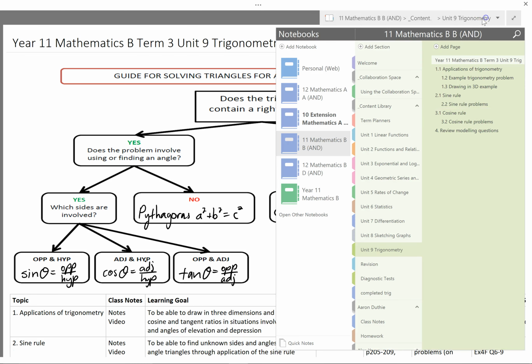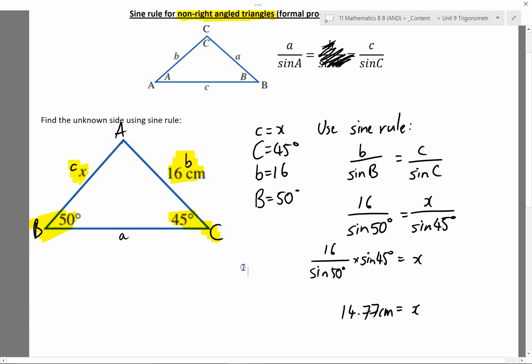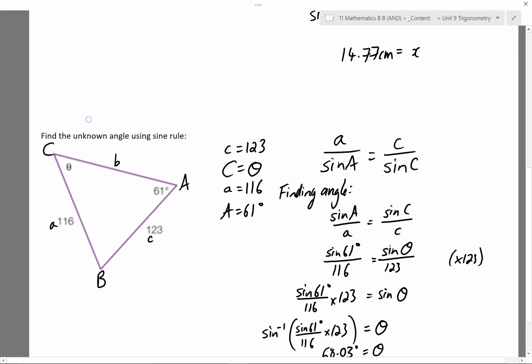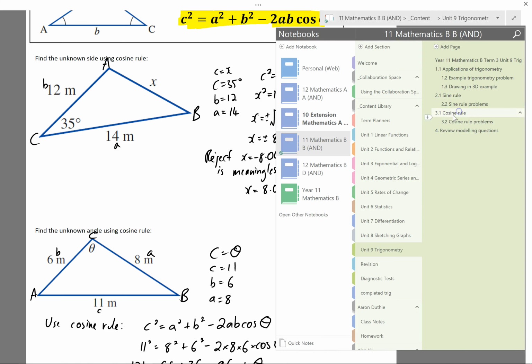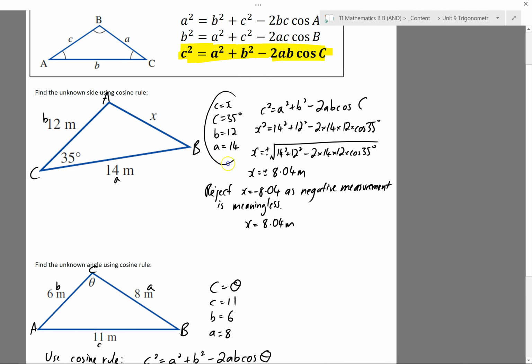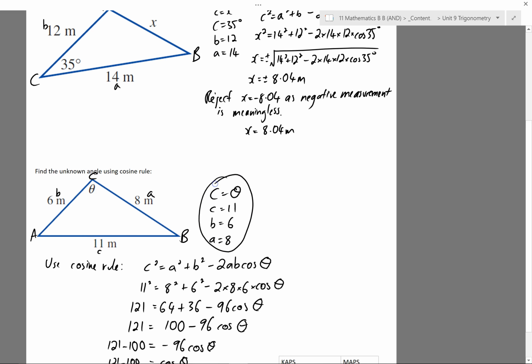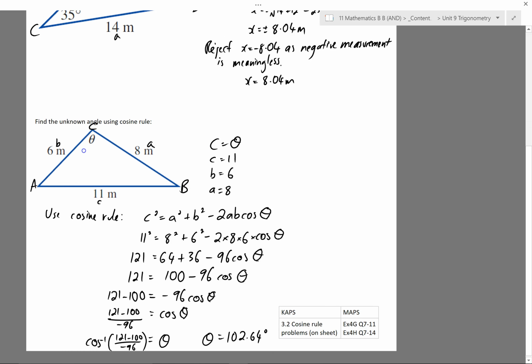Hopefully when you look back at the examples that we've done in the sine rule problems, this didn't involve anything to do with side A, so we'd use sine rule. In the same way down here, this had nothing to do with side B, so we use sine rule. Whereas for the cosine rule problems, we had all three sides involved. And here, all three sides involved in the calculations.